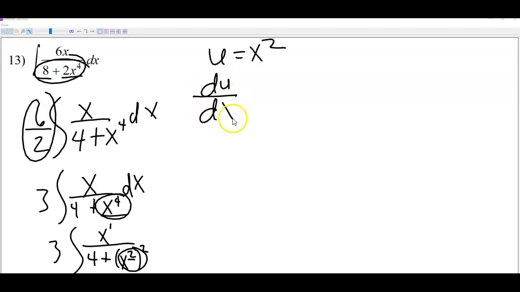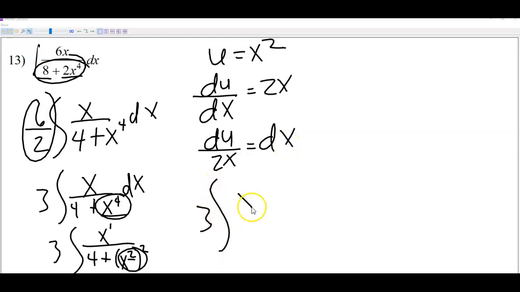The derivative of u with respect to x is 2x. And getting the dx by itself, we have that. All right, so doing our u sub then, we have x on the top, 4 on the bottom plus u squared, du over 2x. All right, so the x's are going to go away, and this 2 I can take out and move outside, and it's going to go on the bottom. Why does it go on the bottom? Because it was in the bottom in here, so you just keep it where it is, basically.